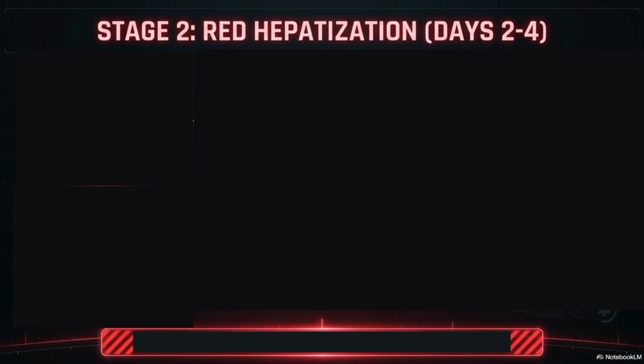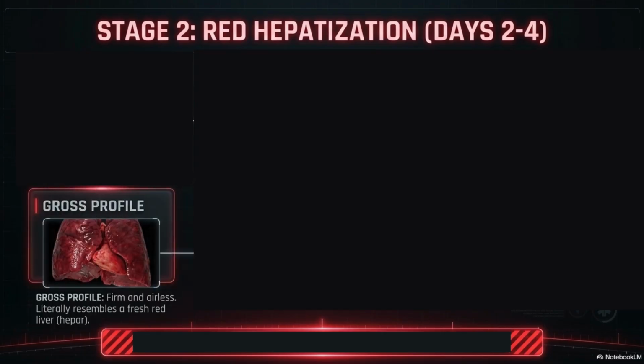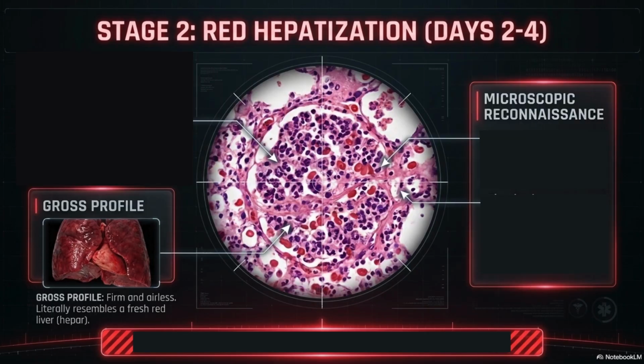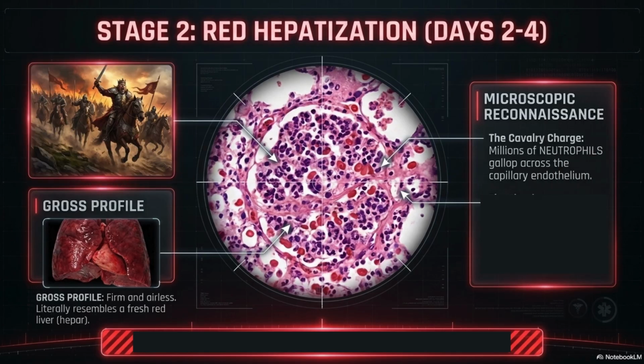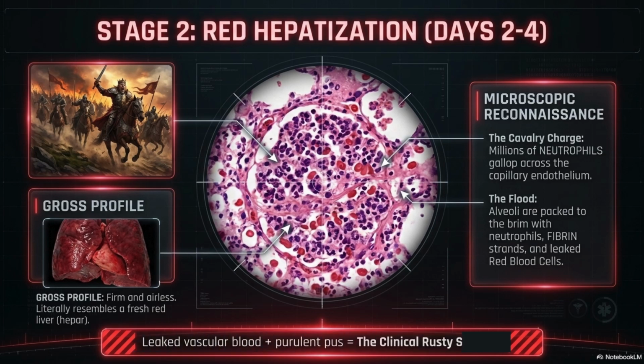This leads into stage 2, red hepatization on days 2 to 4. The gross profile here is firm and airless. It literally resembles a fresh red liver or hepar. Moving to our microscopic recon, we see the cavalry charge. Millions of neutrophils gallop across the capillary endothelium. This creates the flood. The alveoli are packed to the brim with neutrophils, fibrin strands, and leaked RBCs. Remember the vignette? This combination of leaked vascular blood plus purulent pus equals the clinical rusty sputum.